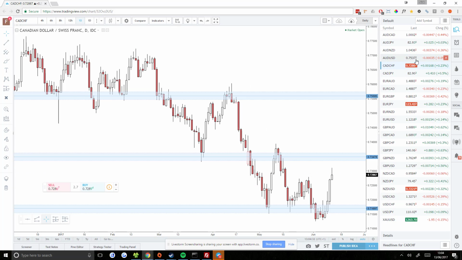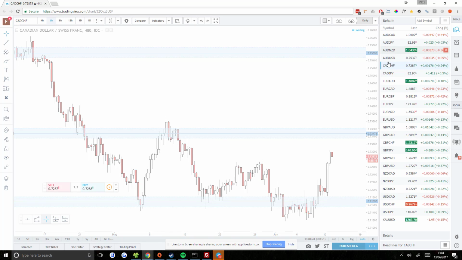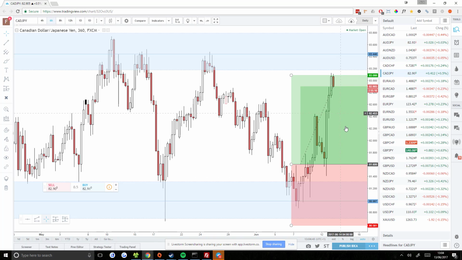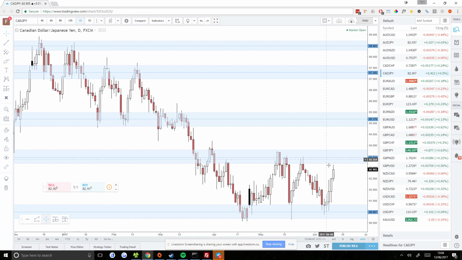CAD CHF was a trade there last week, wasn't there? A long trade. Anyway, there's nothing really going on here right now. So yeah, CAD JPY. All right, CAD JPY, I think there was a long trade there last week too. Yeah, there was. Who's still in that long? Anyone?